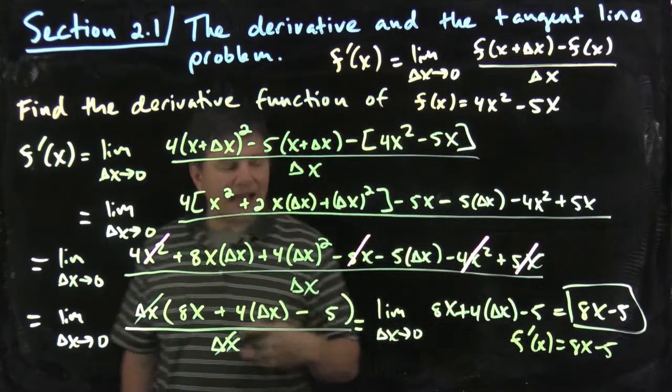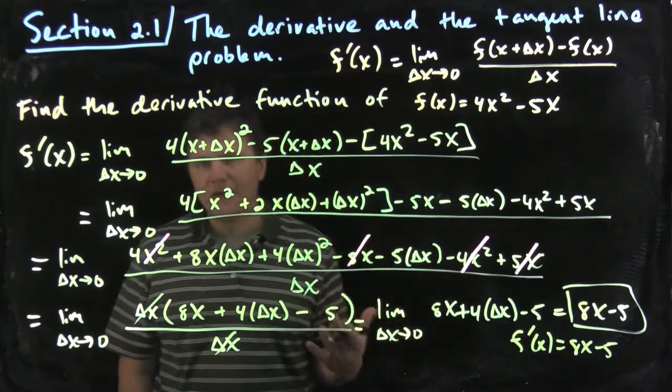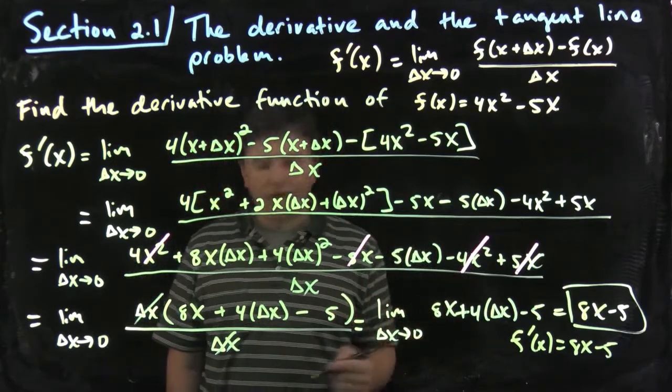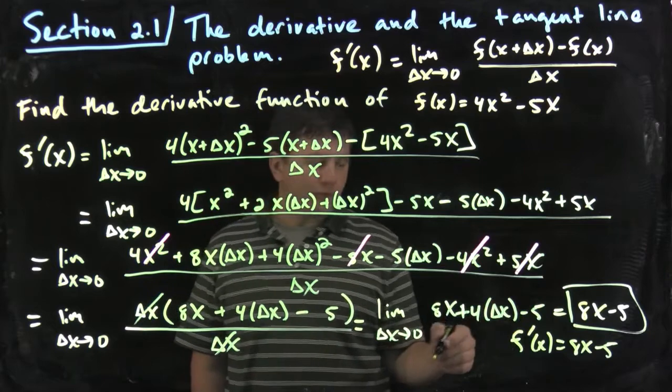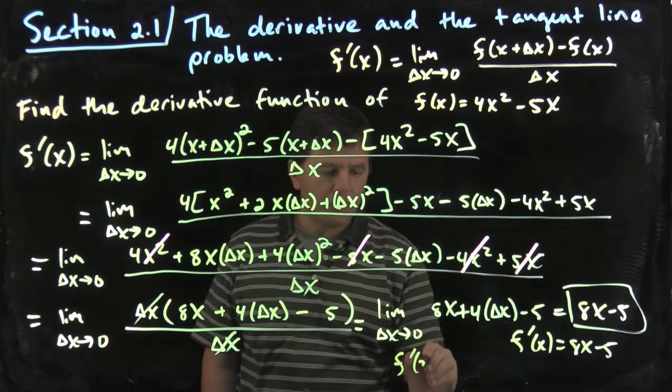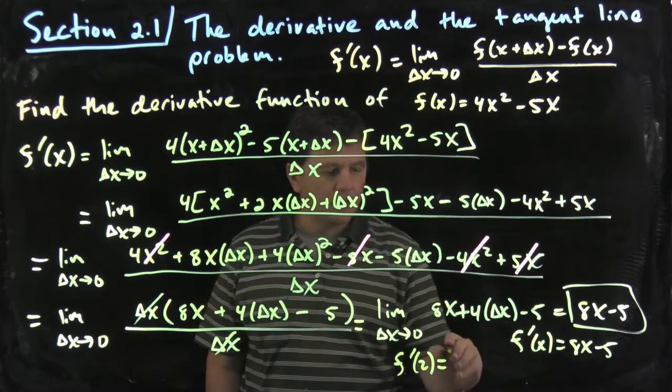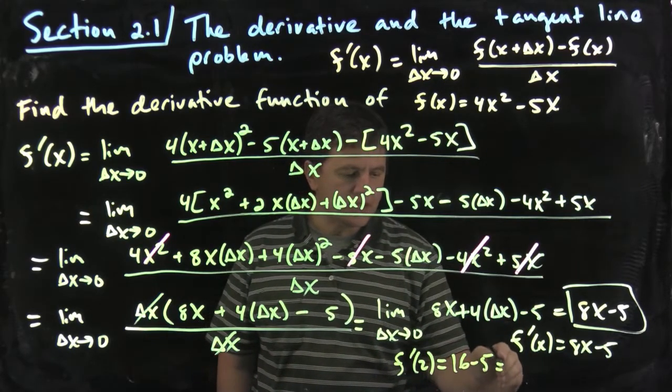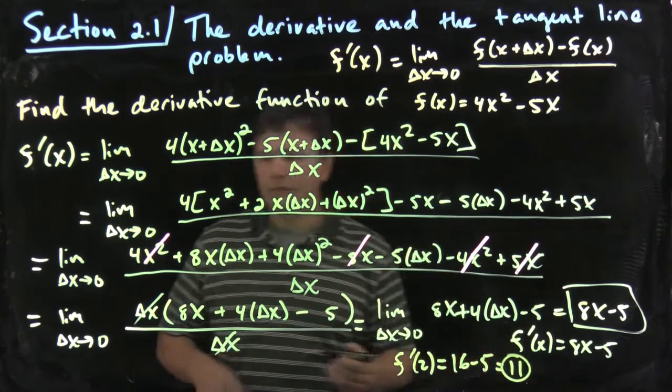Now what that does is I can find the derivative at any particular point. If I wanted to find the slope of the tangent line at 2, I would do f prime of 2, plug that in, and I would get 16 minus 5, which is equal to 11.